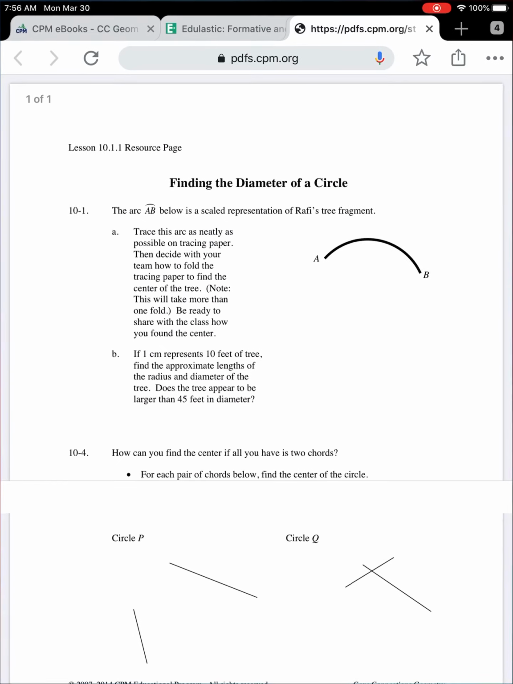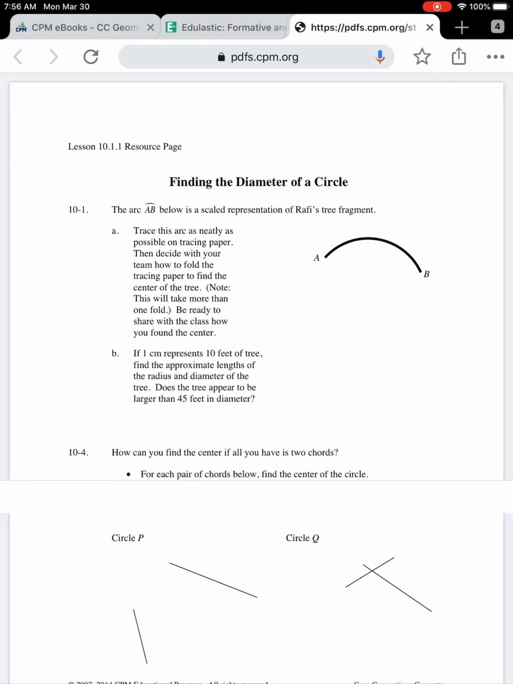Once you've done that, you were asked to figure out if 1 centimeter represents 10 feet of the tree, find the approximate lengths of the radius and diameter of the tree. Does it appear to be larger than 45 feet in diameter? For that, you would need to use your own ruler to measure the lengths of the radius that you got drawing from the arc of the circle that we were given to that new center point. And you should see that, yes, that does appear to be larger than the original 45-foot diameter tree.